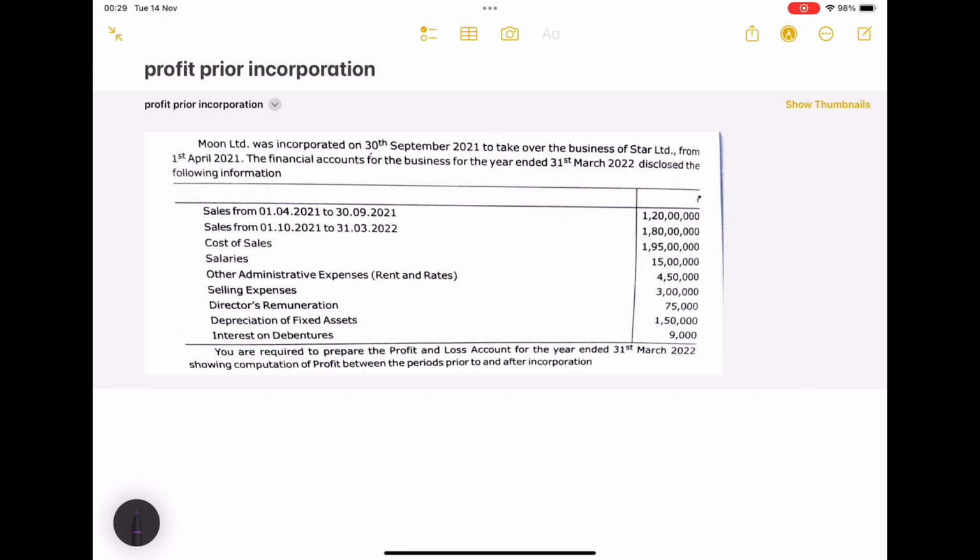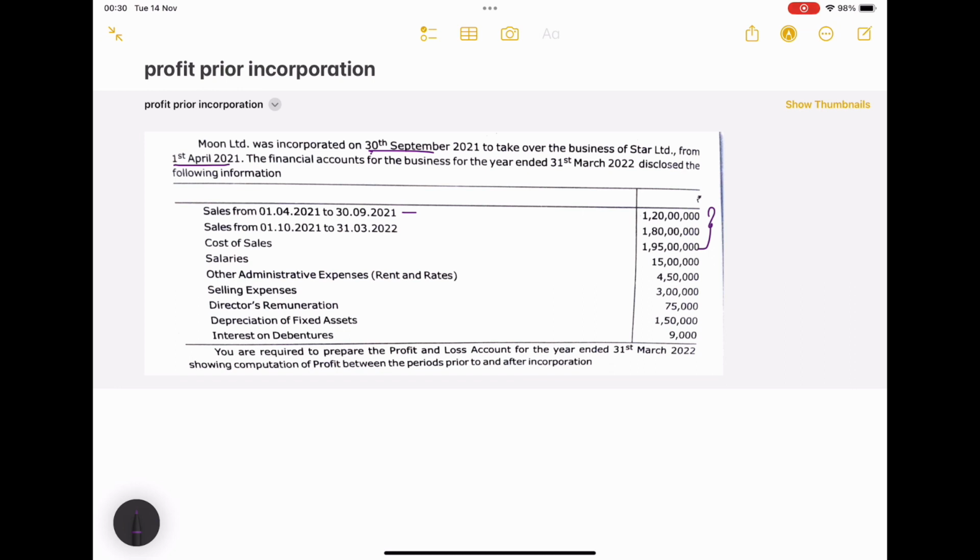Sales from 1st April to 30th September. So we have to identify the duration here. See, 1st April to 30th September is the pre-incorporation duration, isn't it? So they have directly given pre-incorporation sales of 1 crore 20 lakhs. Sales from 1st October to 31st March, 1 crore 80 lakhs. Cost of sales, 1 crore 95 lakhs. These three pieces of information are related to calculating gross profit.